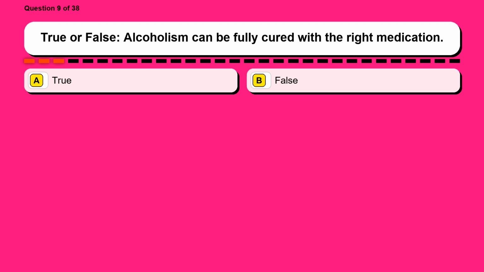Question 9. True or false, alcoholism can be fully cured with the right medication? Option A. True. Option B. False.